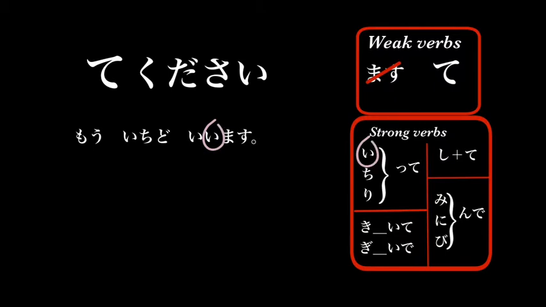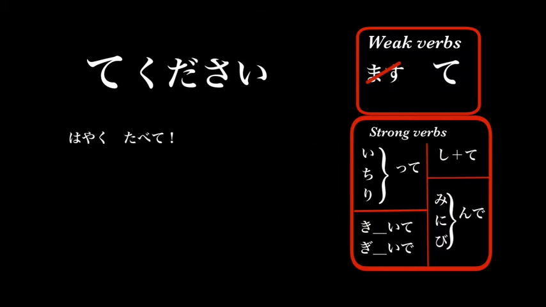Iimasu is actually a strong verb. We look at our rules and we see that the I must change to a little tsute. So if we want to ask somebody to repeat themselves, mo ichido itte kudasai. Please say it one more time. And that's a very important expression because Japanese people do have a tendency to speak very quickly, and we might need them to repeat what they've said.